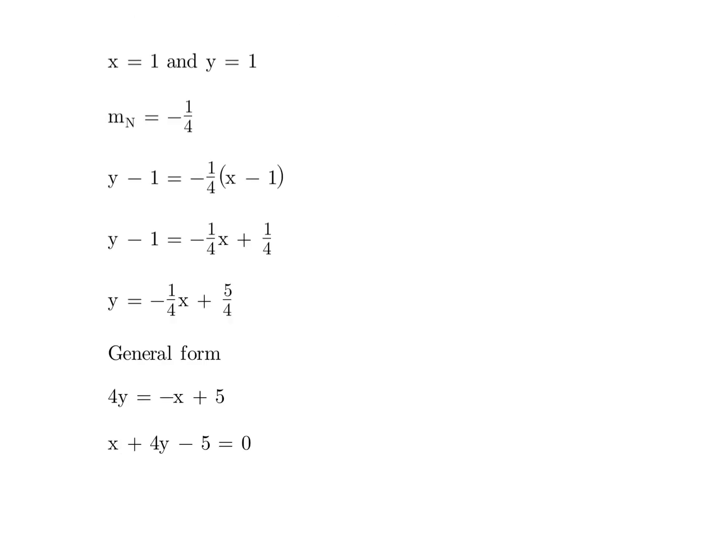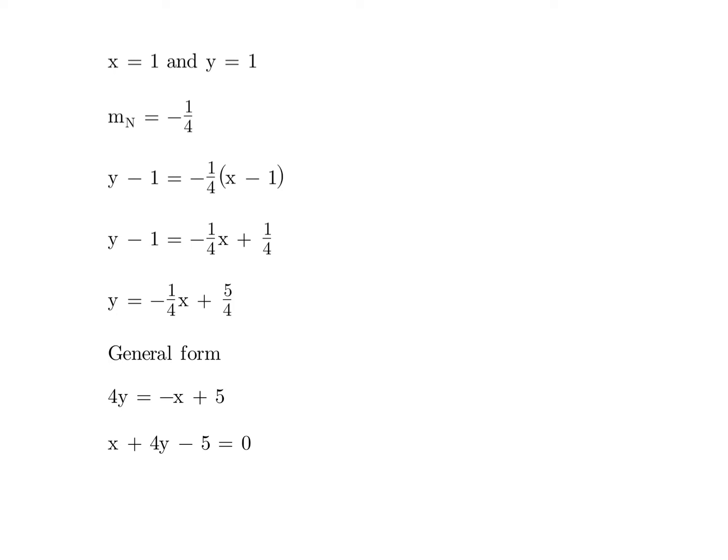So using those two facts, x equals 1 when y equals 1 and the gradient of the normal is minus a quarter, we can find the equation of the normal. So we get y minus 1 equals minus a quarter (x minus 1). Expanding that bracket gets you y minus 1 equals minus a quarter x plus a quarter. Adding the 1 to the other side gets you y equals minus a quarter x plus 5 quarters.